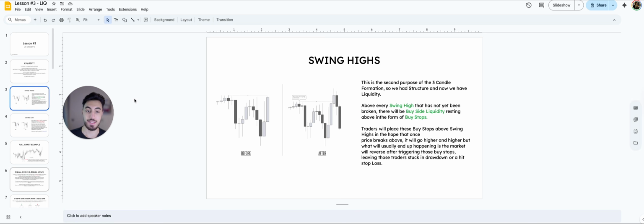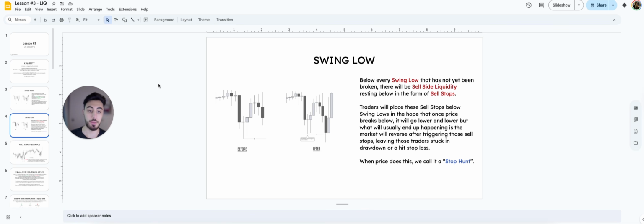Right now, the same thing for the swing low. If you take a look below every swing low that has not yet been broken, there will be sell side liquidity resting below in the form of sell stops. Again, because the retail traders think they're going to put the sell stop here, and they think if price breaks this area they're going to be bearish, so they're going to look for the take profit somewhere around here and the stop loss for sure here. And what's going to happen? Price is going to activate them, give them a little bit of profit to make sure everyone is in. Then price is going to reverse and the stop loss is going to be hit. Pretty much this form is more like the stop hunt, which I'm going to teach you in the next two lessons. Now let me show you some chart examples.